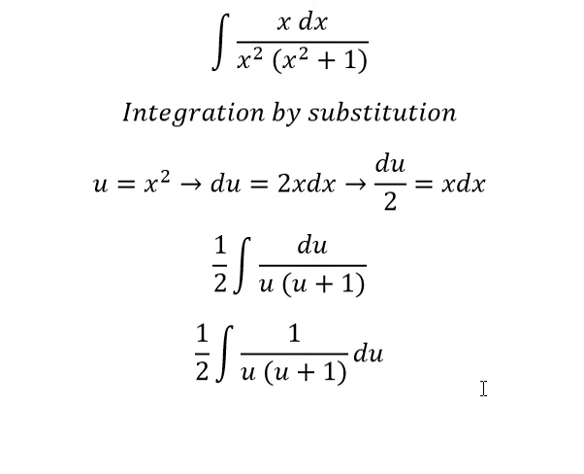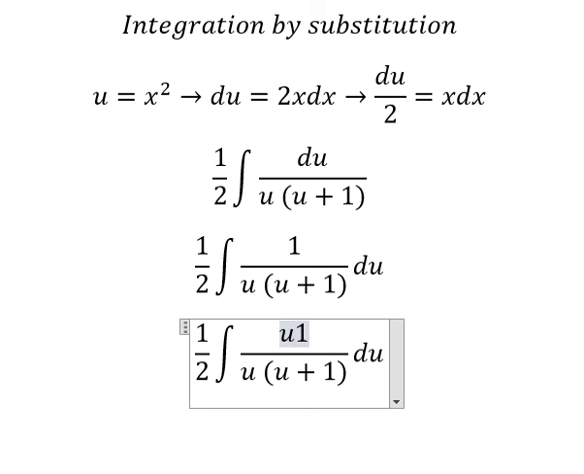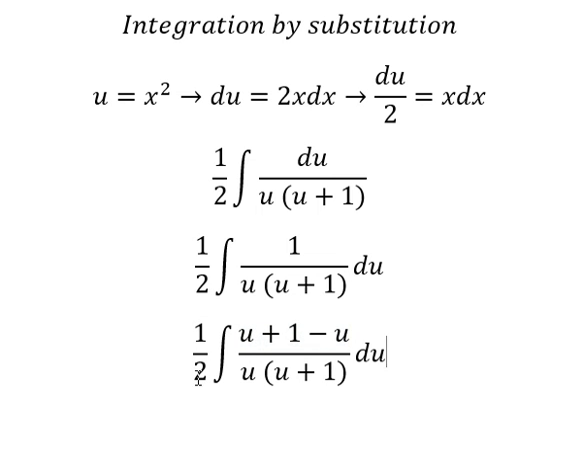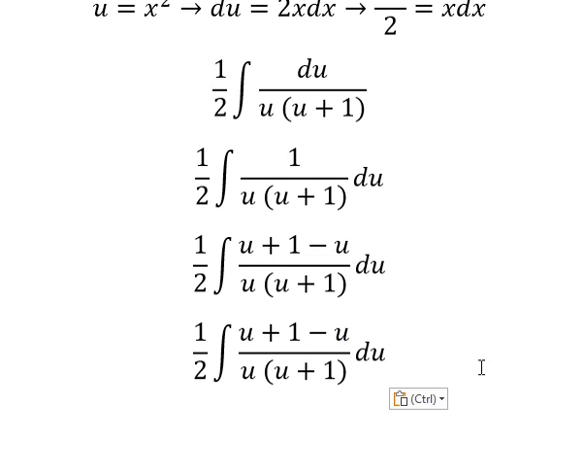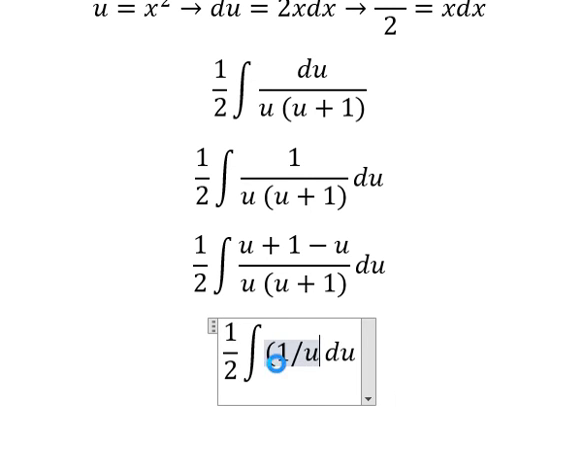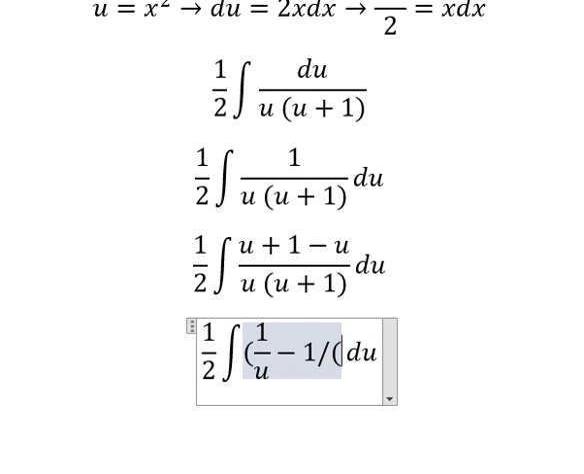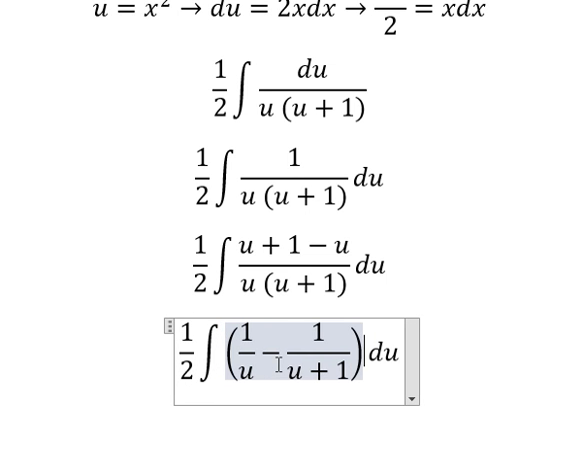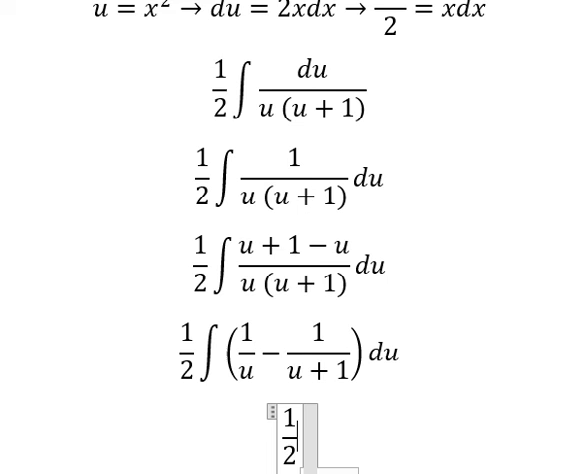Next, we need to add u in here. After that we need to subtract u. So this one divides by this one, and u divides by u. So we have 1 over u minus 1 over u plus 1. And now we have the final answer.